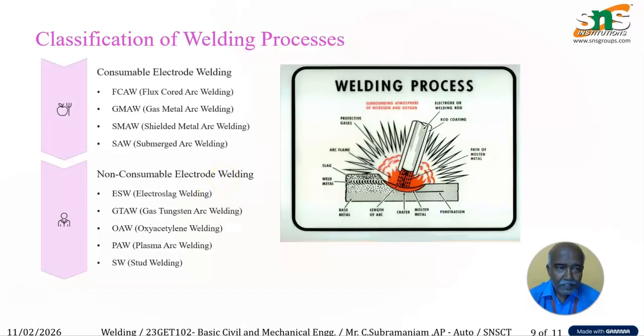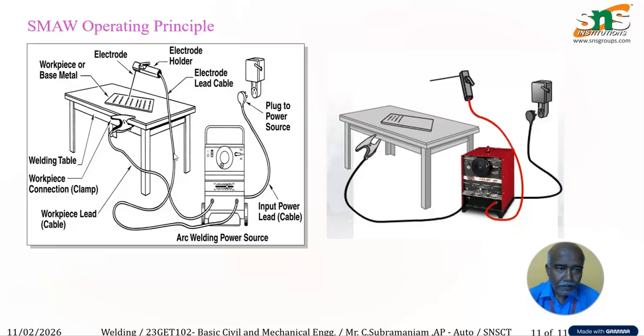And here comes the classification of welding processes, that is consumable electrode welding and non-consumable electrode welding. In some processes the electrode is consumed. In other processes the electrode is not consumed, but instead gas and pressurized welding will be given. And here you can see the shielded metal arc welding process itself.